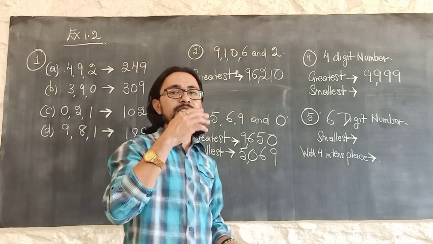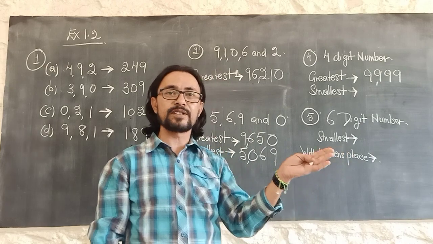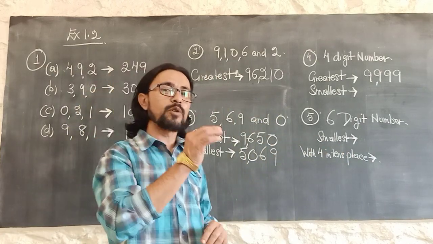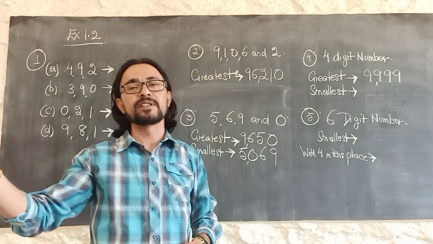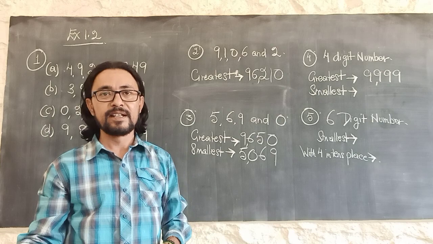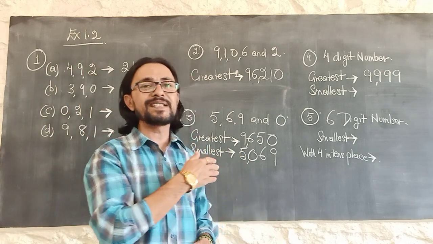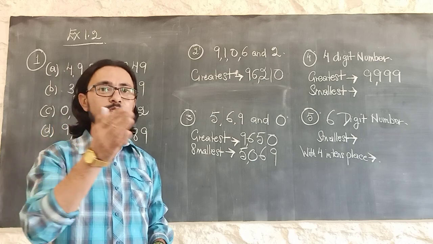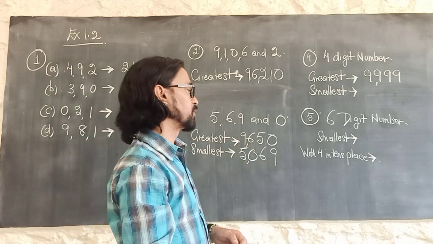When I ask you largest 4-digit number, smallest 4-digit number, largest 5-digit number, smallest 5-digit number, it's always for the largest. You use the largest digit and repeat that number of times. If it is a 5-digit number, it will be 5 times. If it is a 6-digit number, it will be 6 times. If it is a 7-digit number, it will be 7 times. And put the comma according to the system of numeration that we follow. That is the Indian system of numeration.